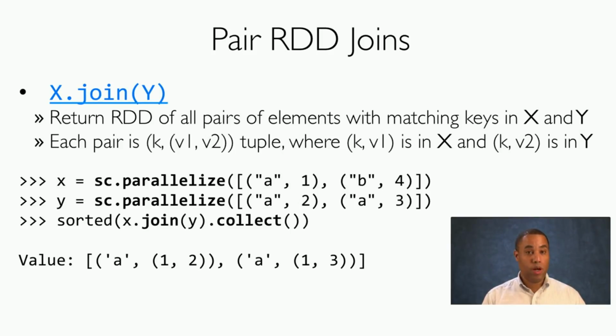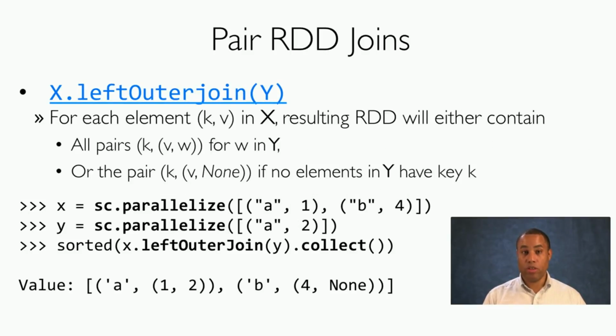When we perform a join, the result will be a collection consisting of (A, (1, 2)), because 1 appears in X and 2 appears in Y, and (A, (1, 3)), because (A, 1) appears in X and (A, 3) appears in Y. Notice that B does not appear in the output, because B only appears in X, not in Y.